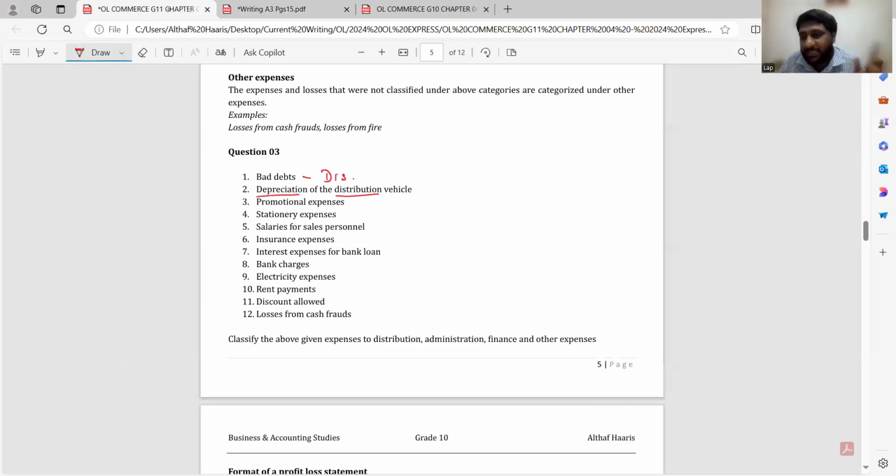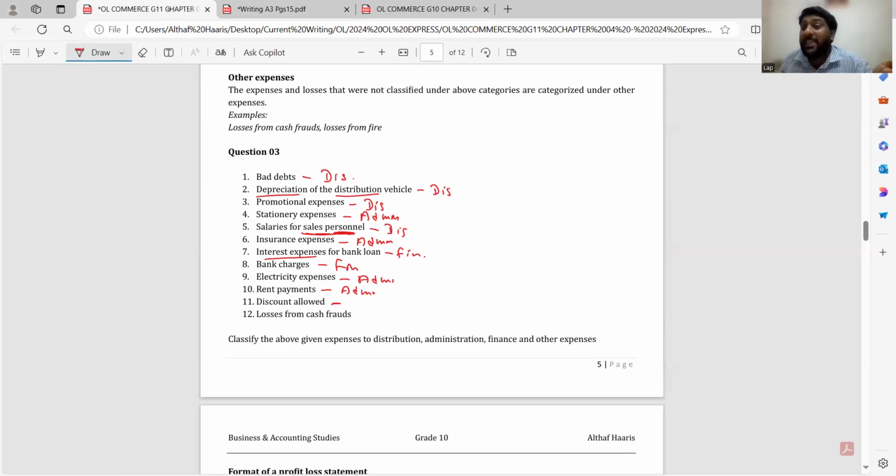Distribution vehicles depreciation, we will be learning depreciation later on, people, but this is an expense connected with the distribution vehicle, so it is distribution. Promotional expense, again promoting, marketing expense, distribution. Stationery, admin. Salesperson salary, distribution. HR, finance, procurement, admin expense. Insurance, admin. Interest on bank loan, finance. Bank charges, finance. Electricity, admin. Rent, admin.